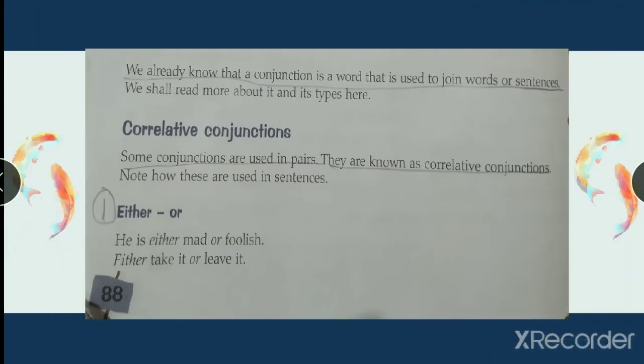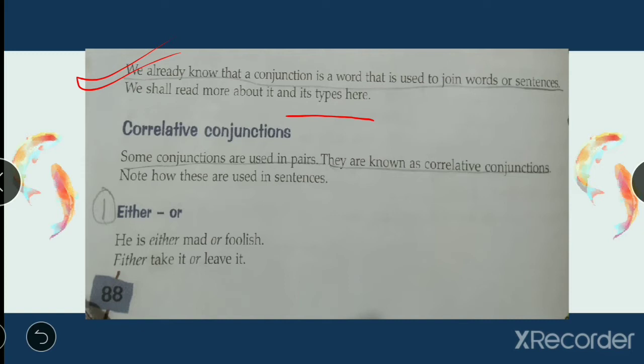Now let us see what your textbook says. So open page number 88 of your textbook. Now see the definition over here. We already know that a conjunction is a word that is used to join words or sentences. So we know the meaning of conjunction. This definition is clear, that they are going to join two words or two sentences. Now we shall read more about it and its types here.